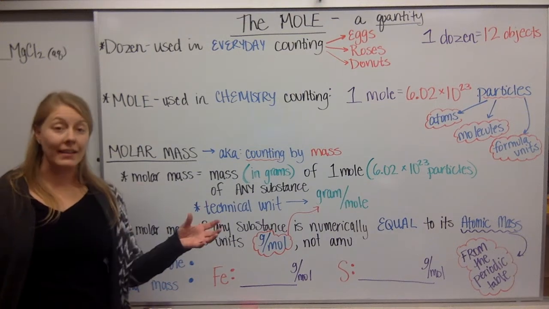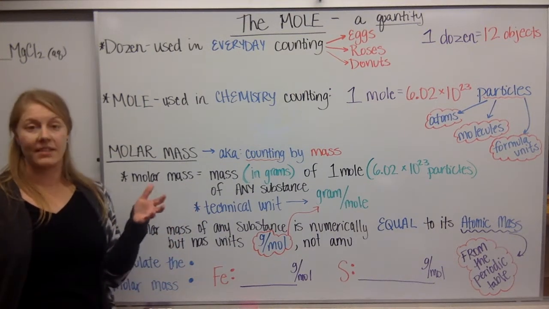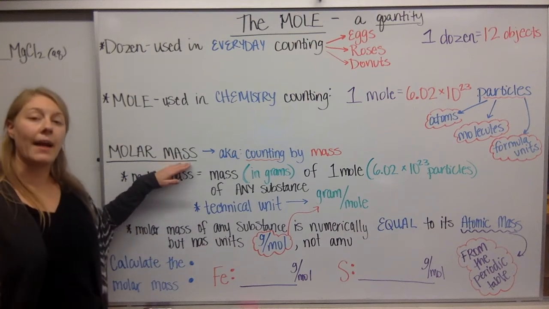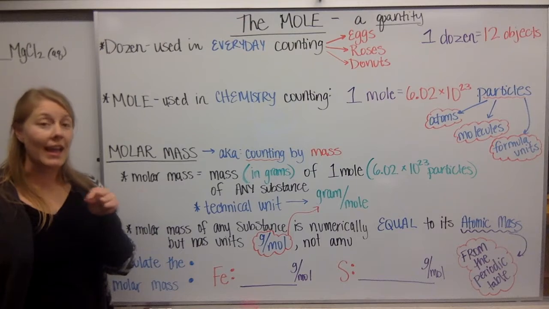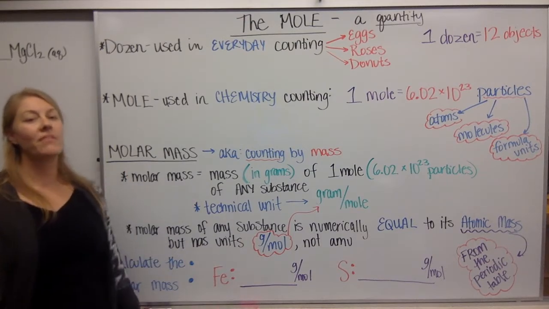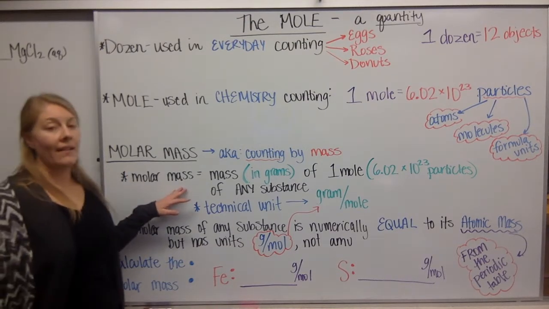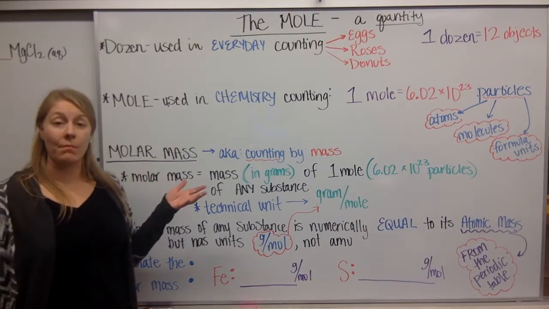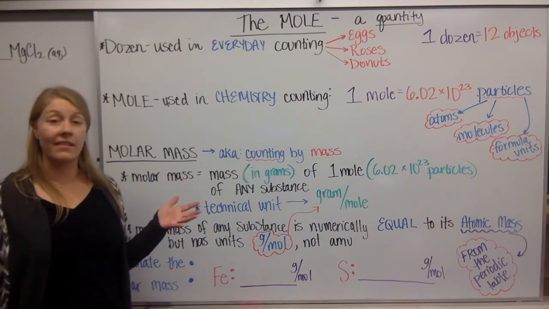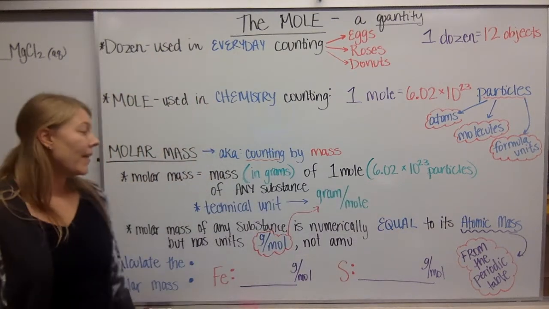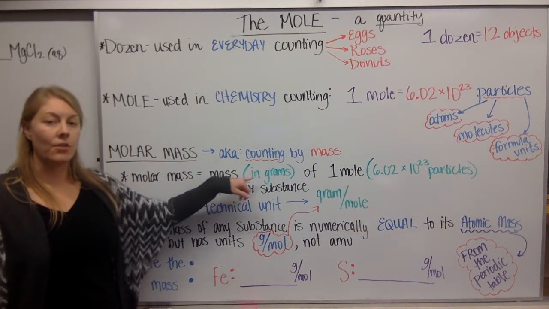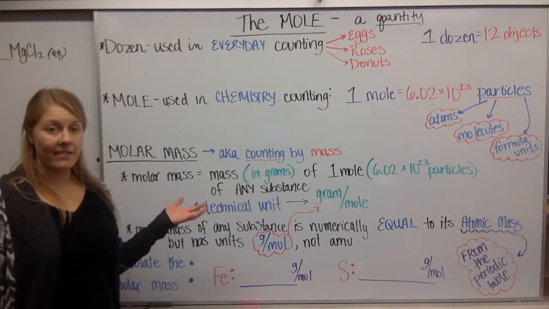Now, we can use a balance to find the mass of substances, and if we know the molar mass, that's actually a way of counting in chemistry when we can't actually count individual particles because they're too small. Now, the molar mass is actually the mass in grams of 1 mole of any substance. So 1 mole, remember, 6.02 times 10 to the 23rd particles. So we measure that mass in grams of any substance, okay?